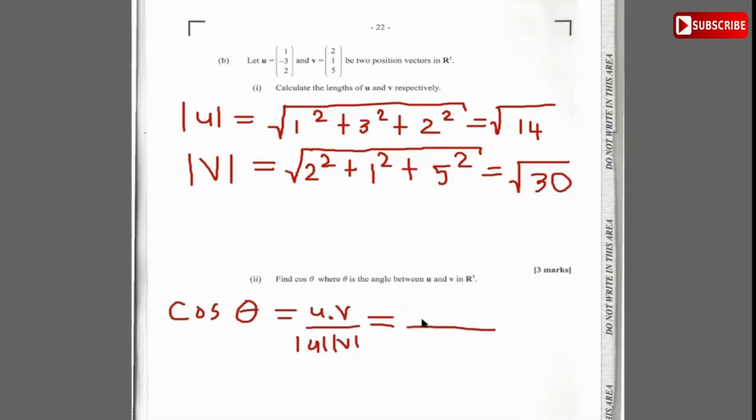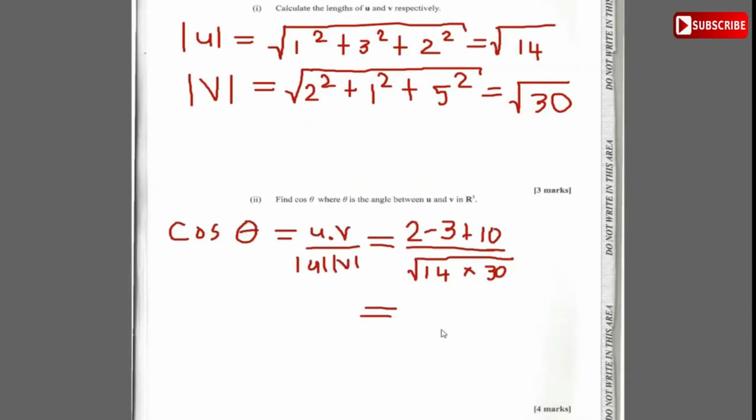U dot v will work out to be 1 times 2, which is 2, plus minus 3 times 1 is minus 3, plus 2 times 5, which is plus 10, over the length of u times the length of v, which is the square root of 14 times 30. I'm just joining it as one square root. That will give me cos theta. So this simplifies to 2 minus 3 plus 10, which is 9, divided by the square root of 14 times 30, which is 420.